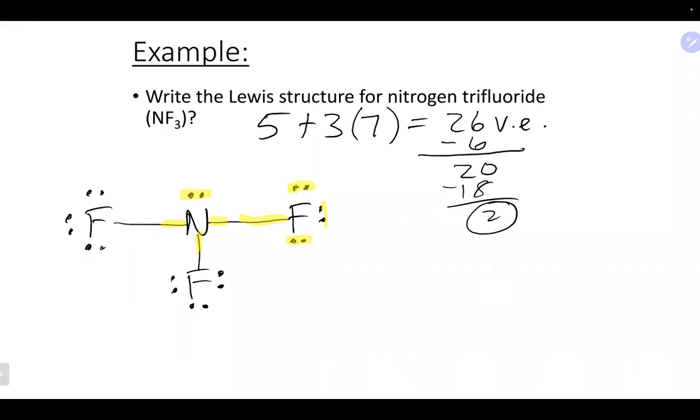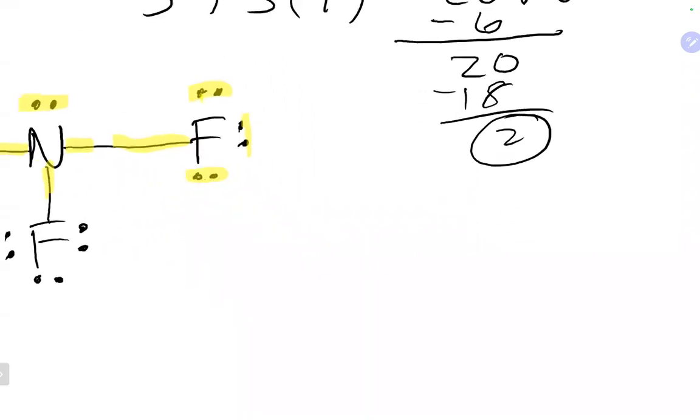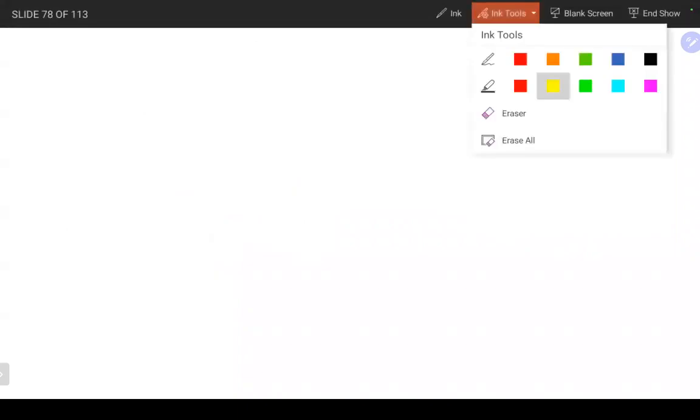Let's try one more here before we go. Let's do CO3 2 minus. We'll do it together here.